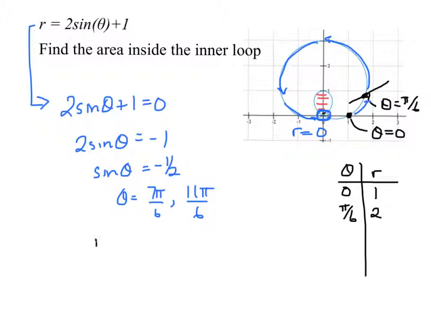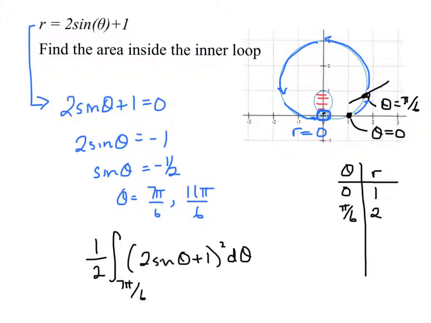So that means to find the area, we're going to have 1/2 integral of r squared, and we're going to go from 7 pi over 6 to 11 pi over 6. And I would urge you right now to go to your TI-83 and graph the original curve, maybe go from 0 to 2 pi so you can see the entire thing. Then maybe change your window to only go from 7 pi over 6 to 11 pi over 6 so you can see that it really is only that inner loop.